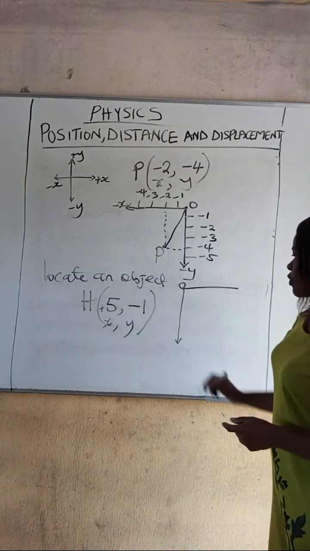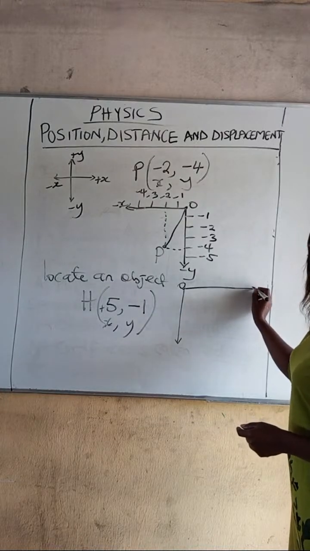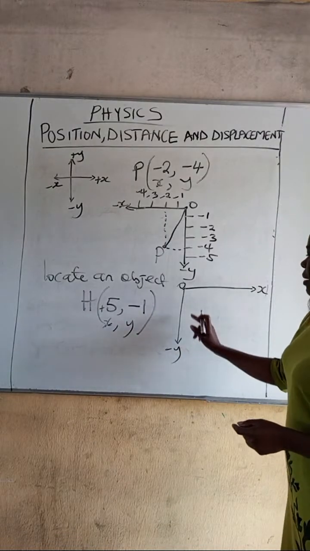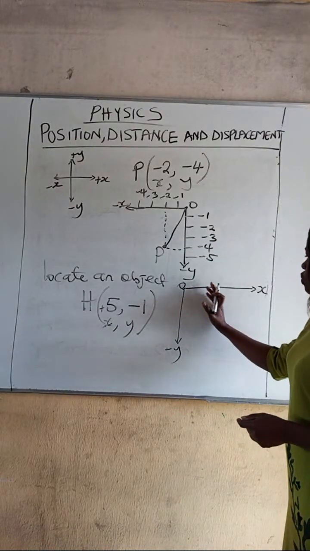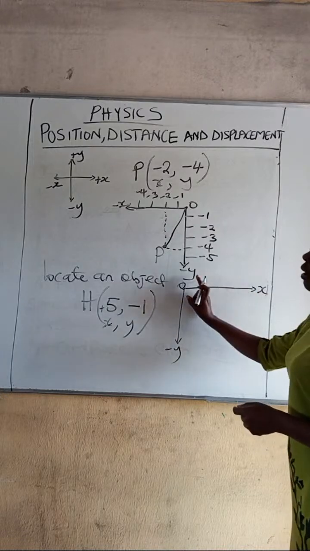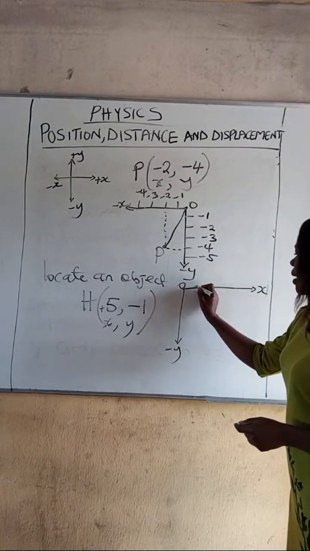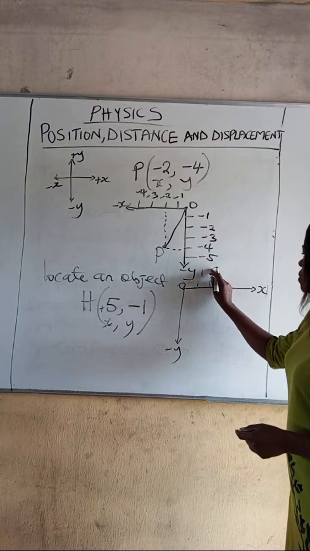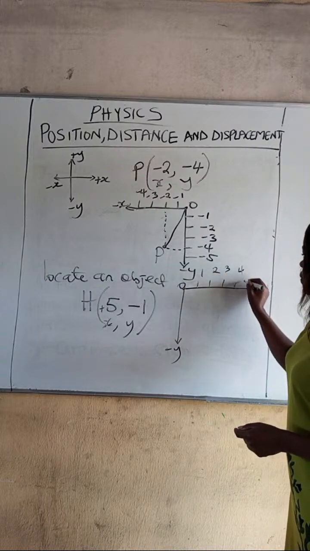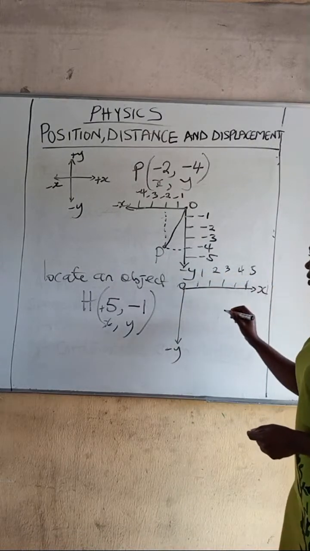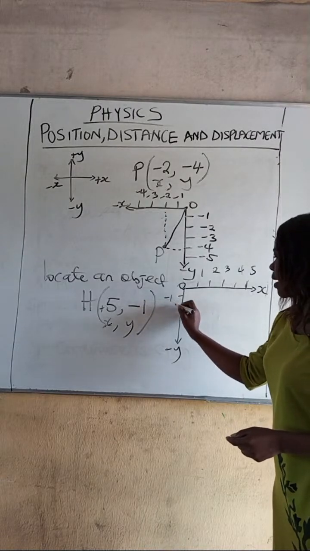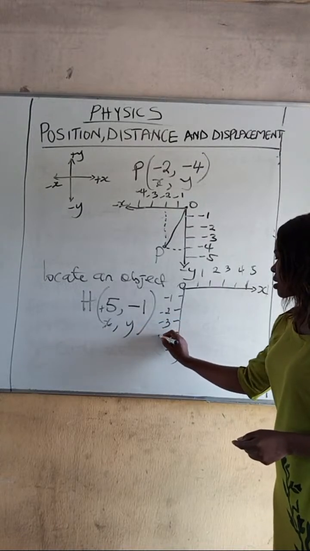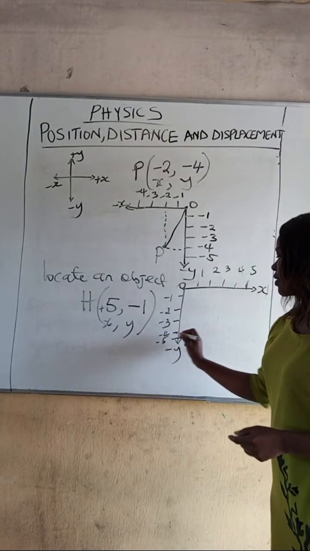This is my point of origin. This is my x, and this is minus y. Remember, you have to start from your origin O and number it this way. So I will have 1, 2, 3, 4, and 5. Now I will have here minus 1, minus 2, minus 3, minus 4, and minus 5.